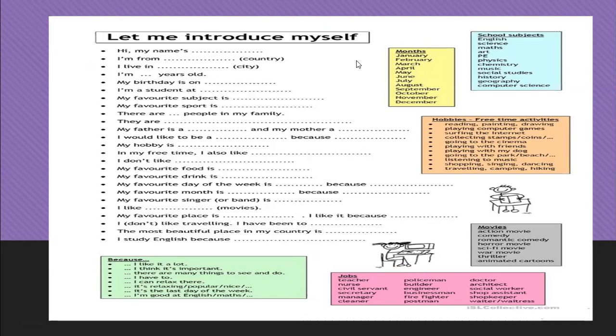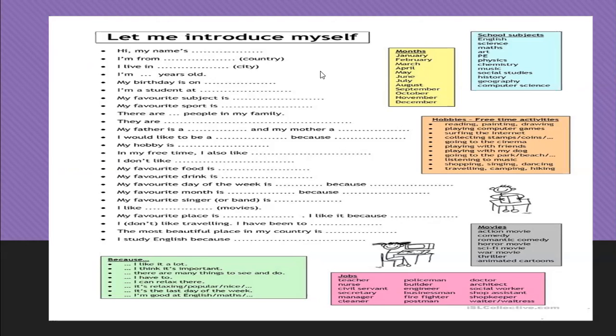I'm a teacher. So my favorite subject, I think, is art. My favorite sport, well, I don't have any favorite sport. So there are 4 people in my family, my husband and 2 daughters.